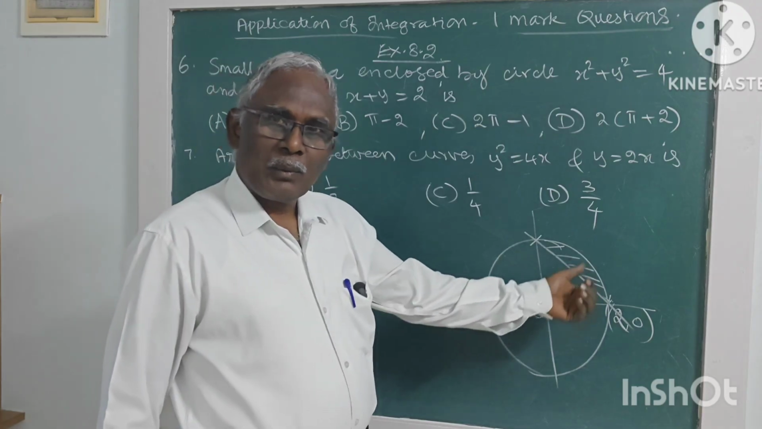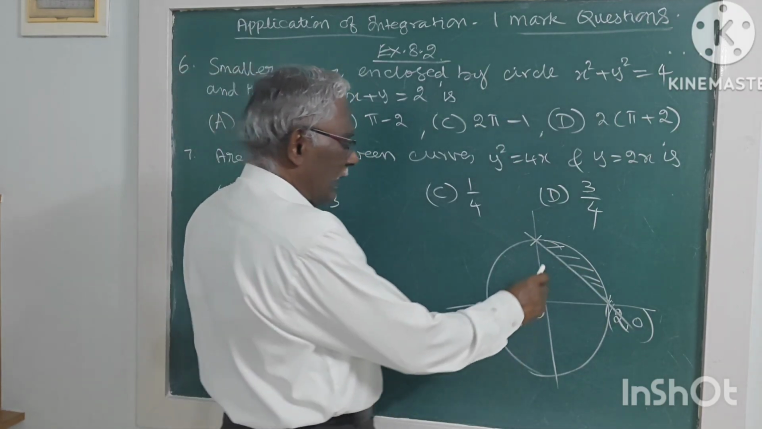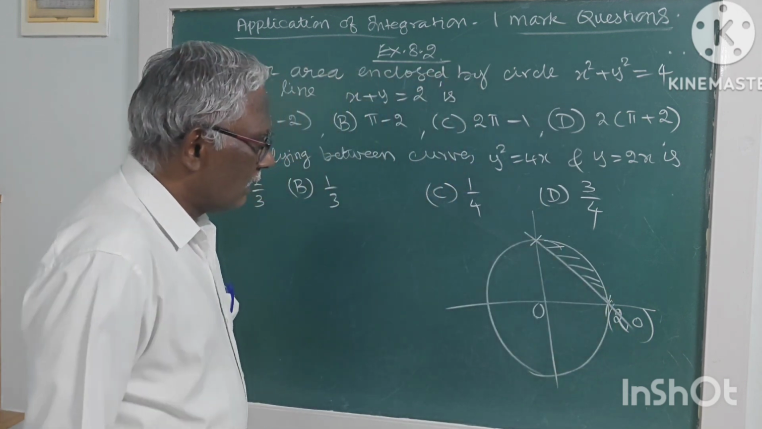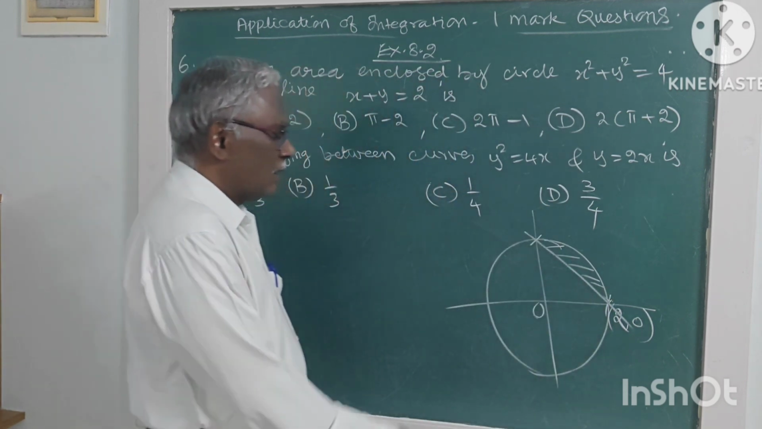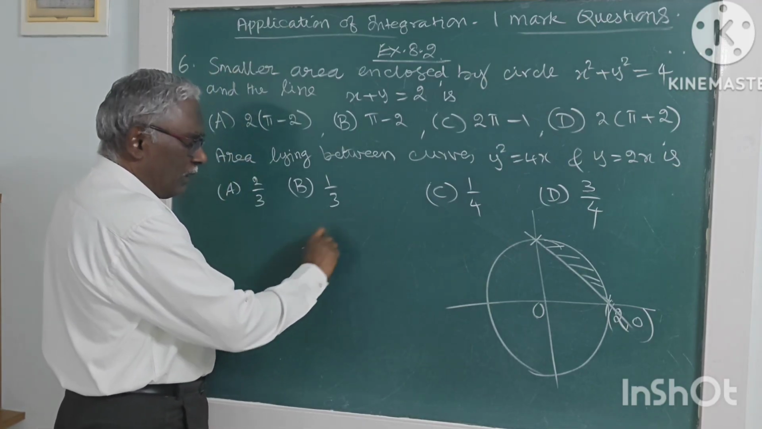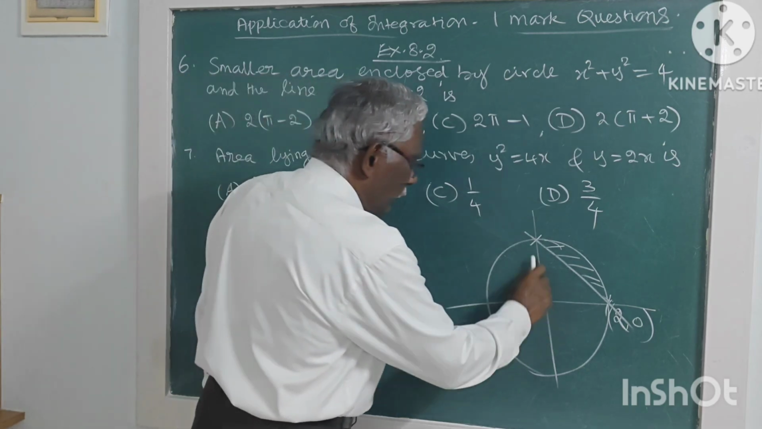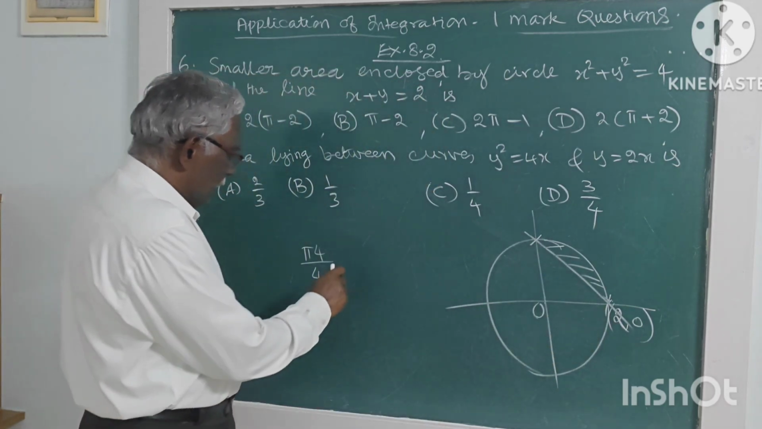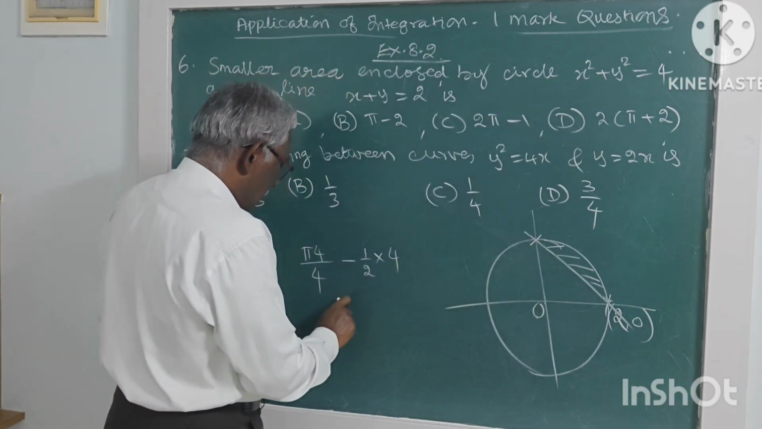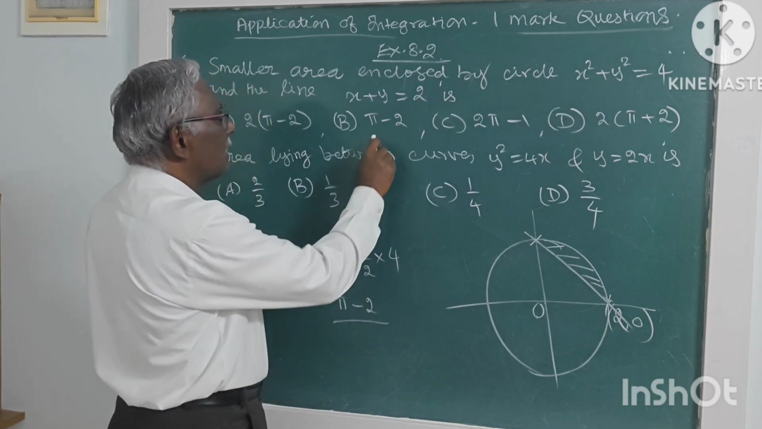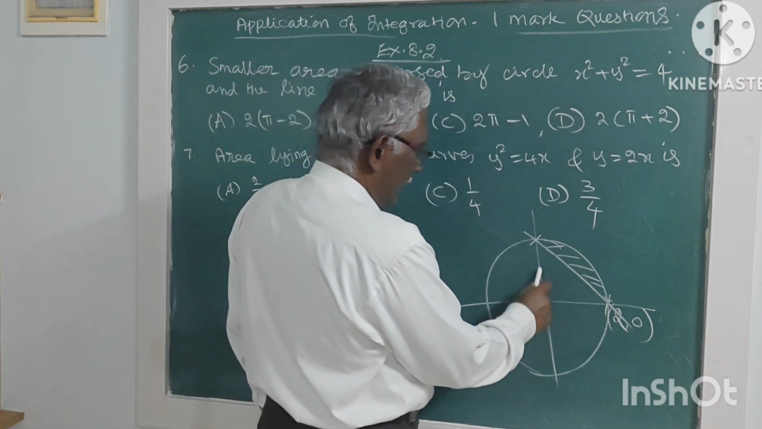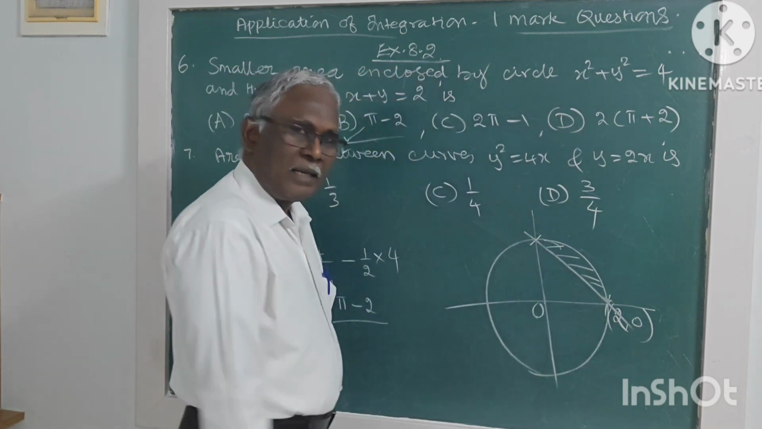We need not use the method we have done so far. So find the area of this: the area of this quarter part of the circle minus the area of this triangle. The radius is 2 units, pi r square is pi into 4. This is the area of the circle by 4, the area of the quadrant of the circle, minus half times 2 into 2, that is 2. So pi minus 2 is the answer. So B is the answer: area of the quadrant of the circle minus the area of the triangle.